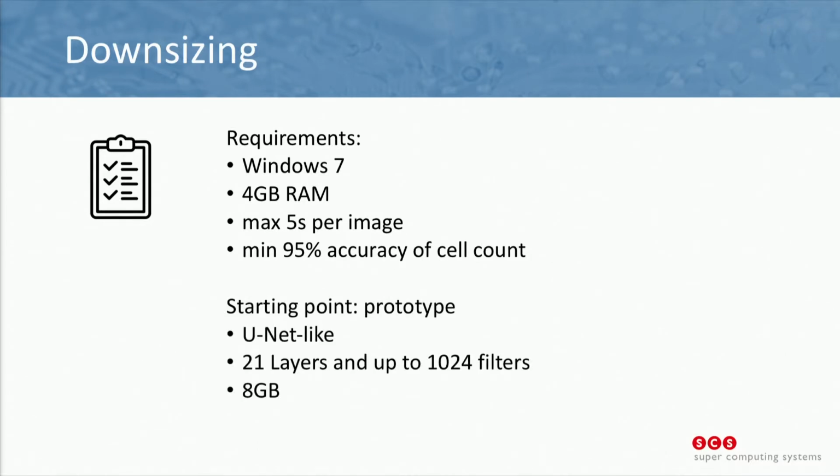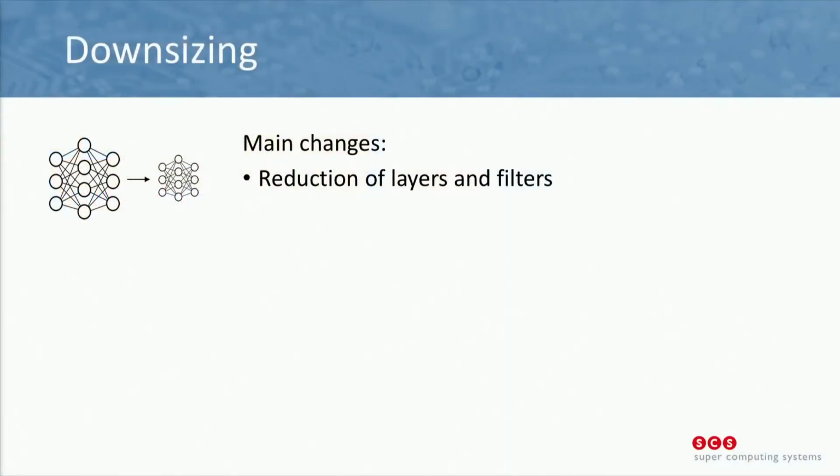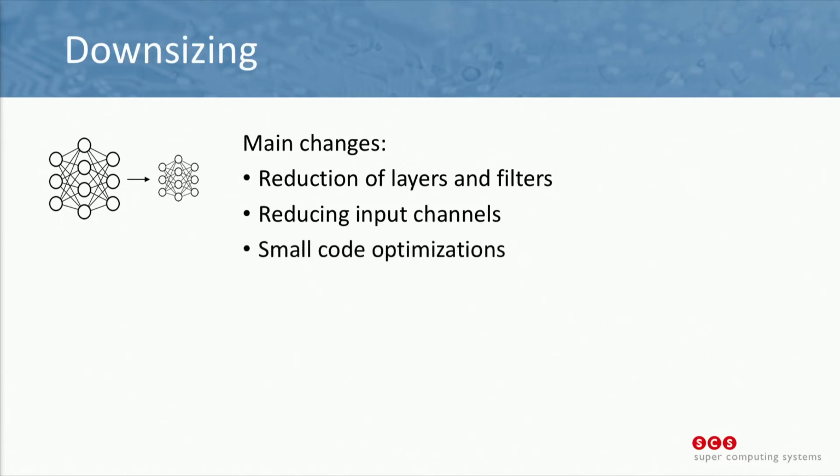As I said, the downsizing started from our prototype that was a UNet-like CNN with 21 layers, which had up to 1,024 filters, and was roughly 8 GB in size. So the main changes that we actually performed were really a reduction of layers and filters, just downsizing the net very much, and also reducing the number of input channels, which is a similar category, and some small code optimizations where we found out, okay, this part takes very long, we can improve it, let's just do it.